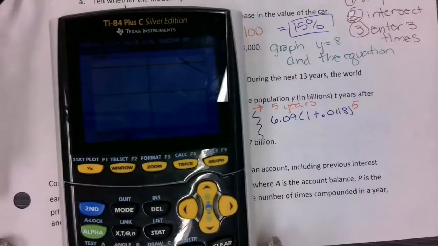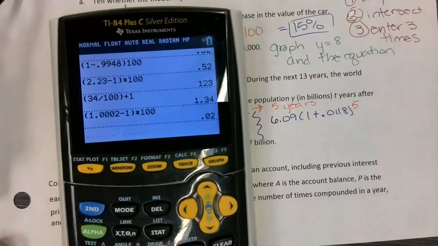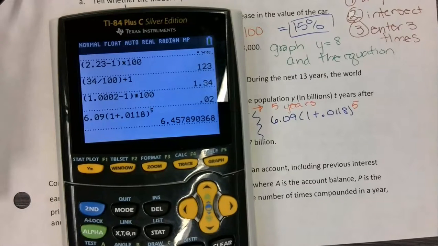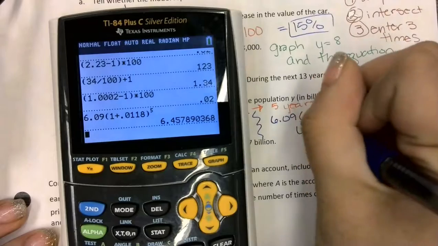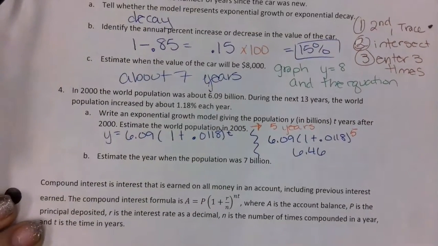So then I go on my calculator, I go back home, and I do 6.09, parentheses 1 plus 0.0118 to the 5th power. 6.46, yeah. And is that my answer, just 6.46, or should I put a label on it?